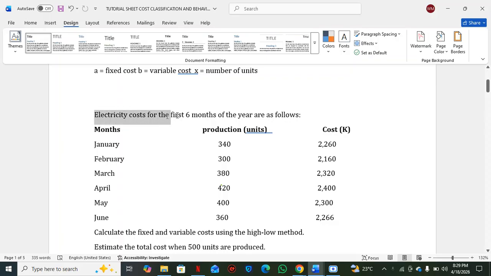It says electricity cost for the first 6 months of the year are as follows. You've got the months here, the production in units, and the cost. Now, the thing here is this: we do not know what our fixed costs are, and we don't know what our variable costs are. So with the high-low method, we'll be able to form an expression where we can get our fixed costs and our variable costs, and then those two together are going to form what cost function.